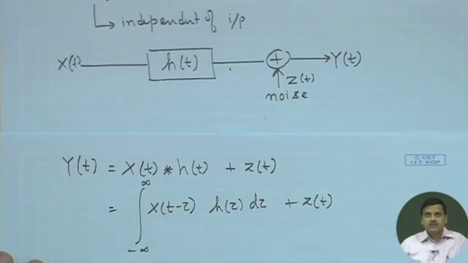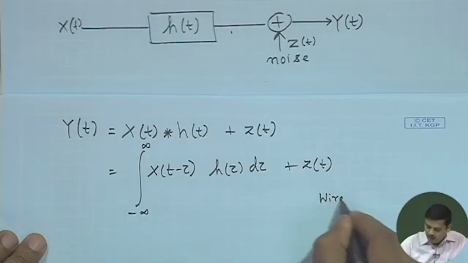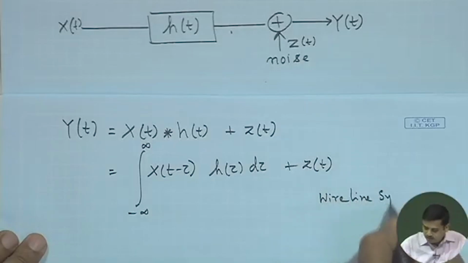This is the kind of model we are going to encounter in our communication systems, and in this course towards the end, especially when we talk about matched filters or equalization and so on. These kinds of channels are pretty useful, especially for wire line systems.